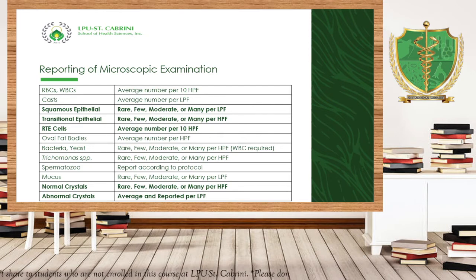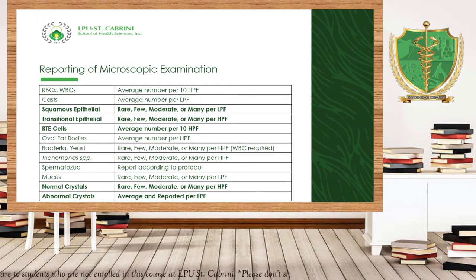How about for the others? For RBC and WBC, you're going to get the average per 10 visual fields or high power field, and then report it as follows. In the next slide, I'm going to show you how we are going to report RBC, WBC, and cast. For cast, definitely the same thing, average number per high power field.